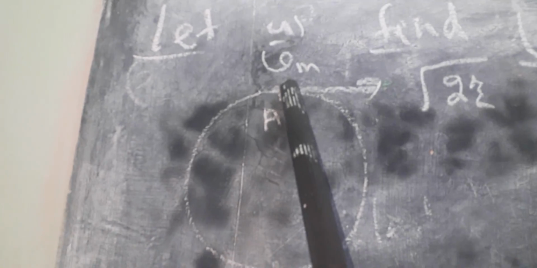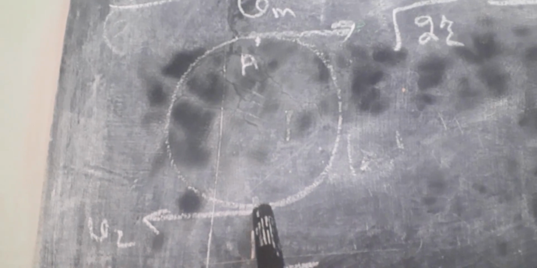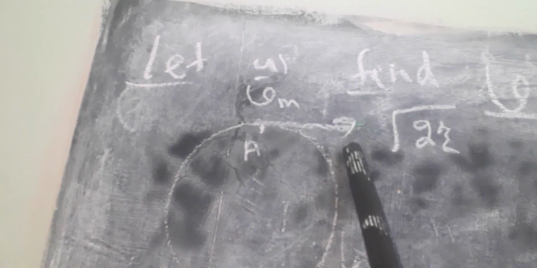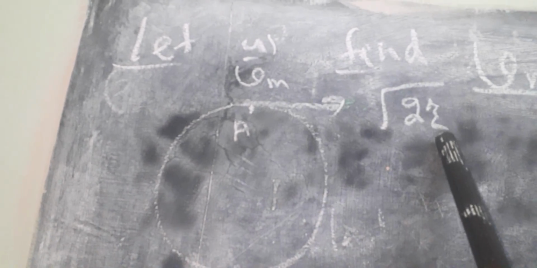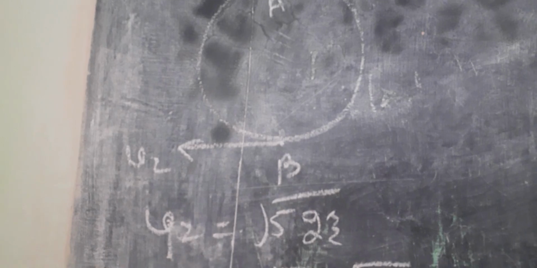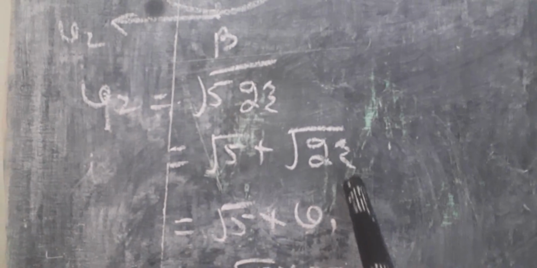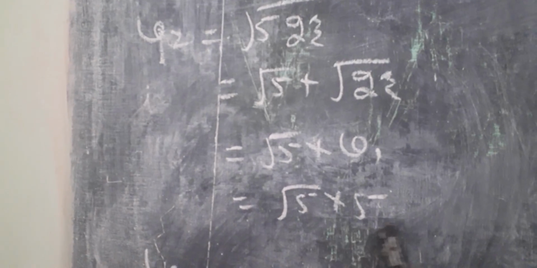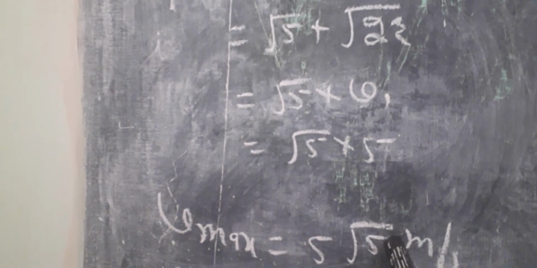Suppose this is vertical circular motion. At topmost point A, there is minimum velocity. At lowest point B, there is a maximum velocity. And we know the formula for minimum velocity, under root gr. So V1 is equal to under root gr, and V2, that means maximum speed, is equal to under root 5gr. So we can write this as root 5 into under root gr. Under root gr means V minimum, that means V1. So we get root 5 into V1.